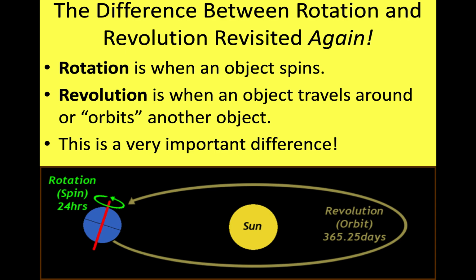So again, keep these differences in mind, and by this point, really, anytime I say rotation or revolution, you should automatically know which one of these movements I'm talking about without having to think about it for very long at all.